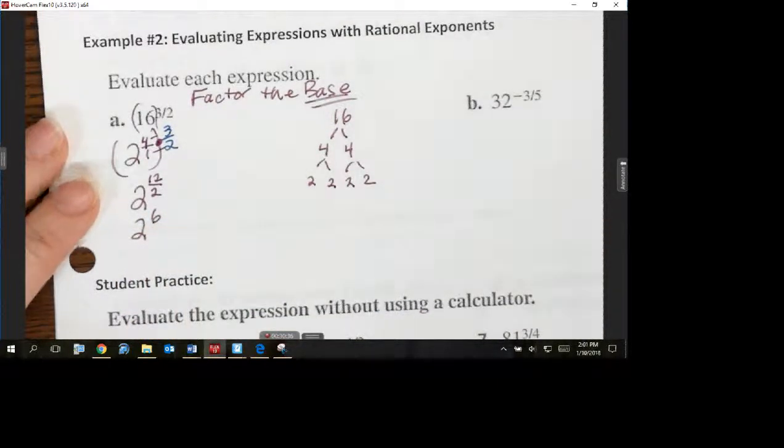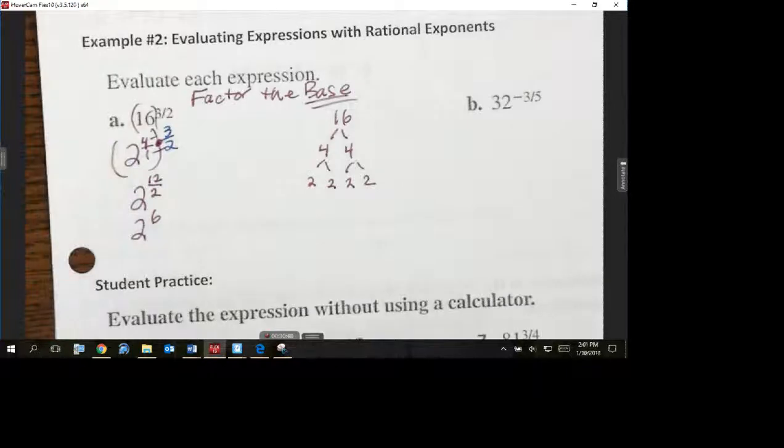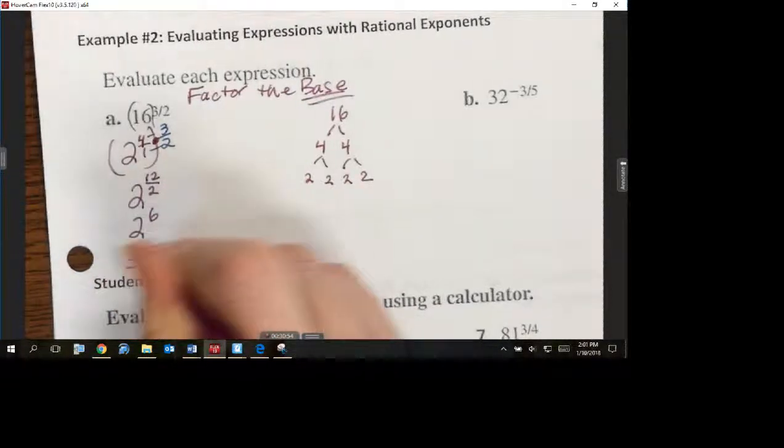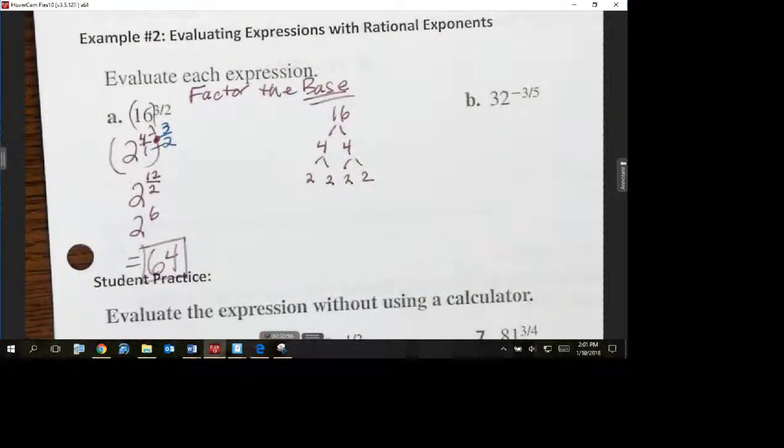And then I can multiply that out. 2 times 2 times 2 times 2 times 2 times 2. 8 times 8. What's the answer? 64. Oh, yeah. So we will be simplifying these without a calculator.